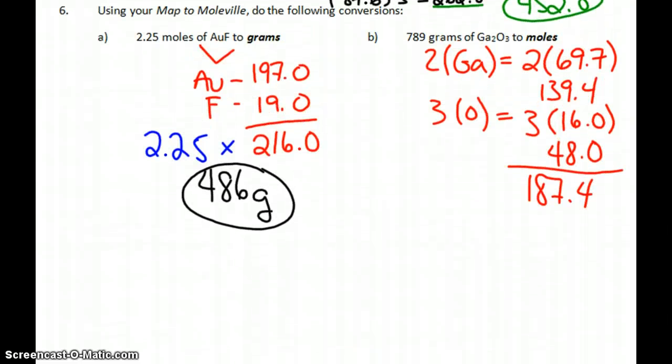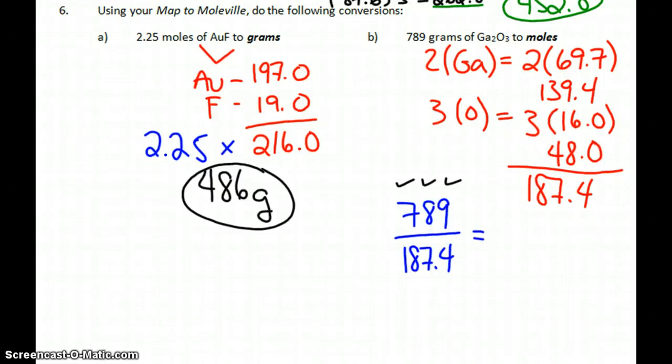And so again, I need to divide. So 789 grams divided by my 187.4 grams per mole. And that's how I get the answer rounded to 3 sig figs of 4.21 moles.